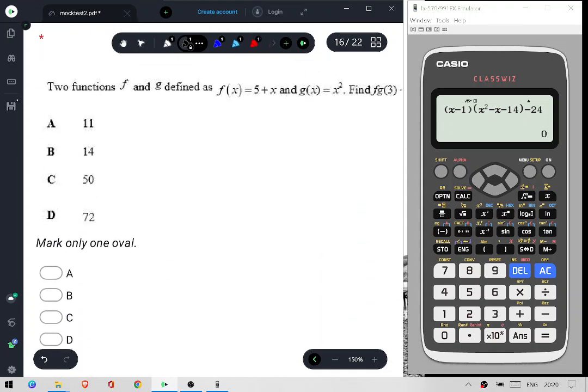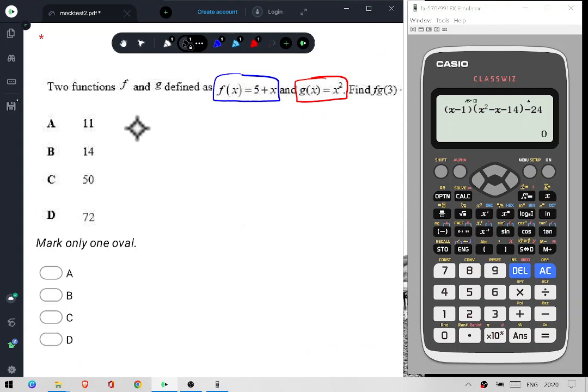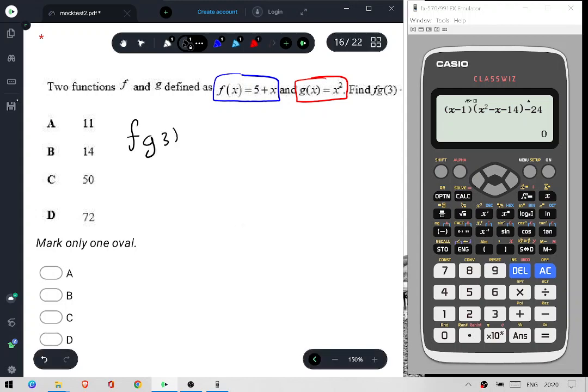Okay, next. Two functions f and g are defined as f(x) and g(x) over there. Find fg(3). Okay, don't worry so much. F is the blue color, G is the red color. We find fg(3). Okay, what to do? fg(3) equals f, the blue one, and then inside is g, the red one. And then what is the content? The content is 3. So we do the inside first. Don't get confused.